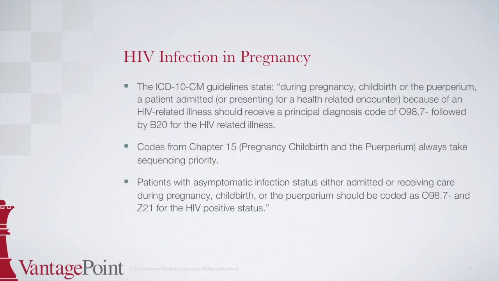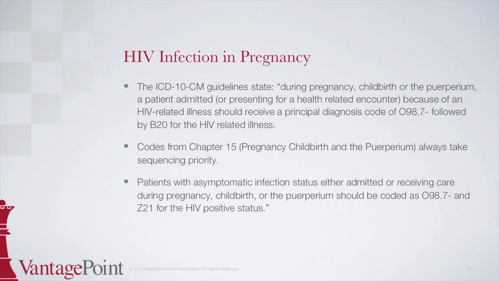For patients who are pregnant or recently had a baby and are HIV positive, you'll need at least two codes for the encounter, as the ICD-10 guidelines state that during pregnancy, childbirth, or the puerperium, a patient admitted or presenting for a health-related encounter because of an HIV-related illness should receive a principal diagnosis code from subcategory O98.7, which is HIV complicating pregnancy, childbirth, and the puerperium, followed by B20 for the HIV-related illness.